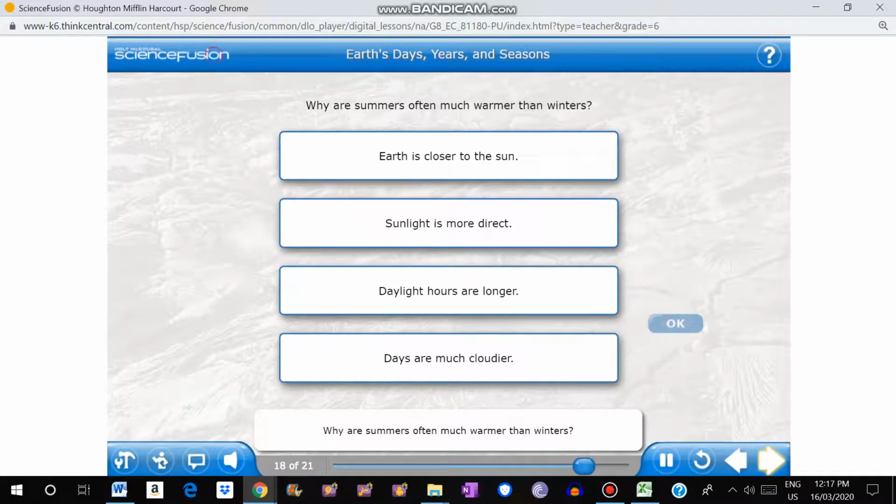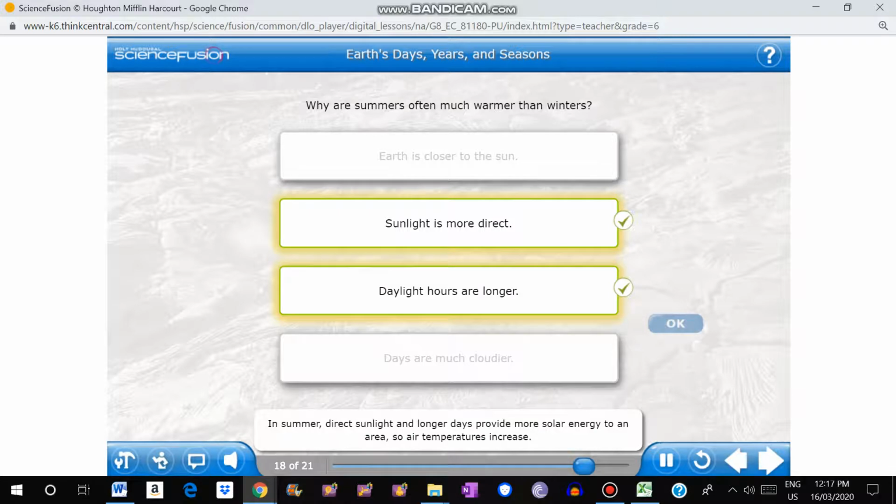Why are summers often much warmer than winters? Click the 2 correct answers, then click OK. That's right. In summer, direct sunlight and longer days provide more solar energy to an area, so air temperatures increase.